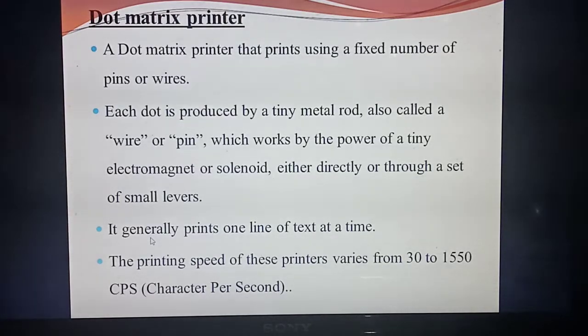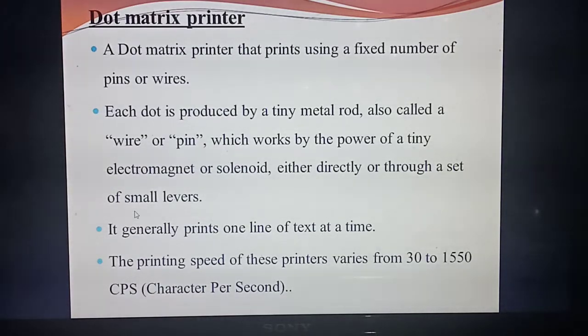Understood what's the first point? Dot matrix printers have some fixed number of wires or pins. When you are printing, you will get some dots on the paper. This dot is produced by a small tiny metal rod called a wire or pin. This tiny metal rod works by using an electromagnet or solenoid. This electromagnet or solenoid is connected to a small set of levers.